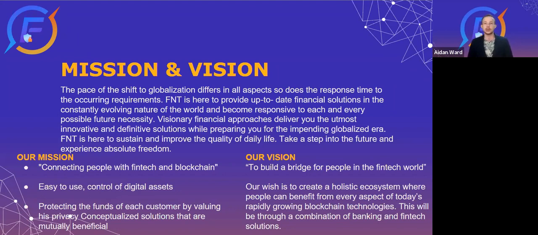Our vision is very, very simple. All we want to do is create a holistic ecosystem where people can benefit from every aspect of today's rapidly growing blockchain technologies. And by combining banking with fintech, we're very confident that we'll be able to achieve such a dream and such a wish. So next slide, please.